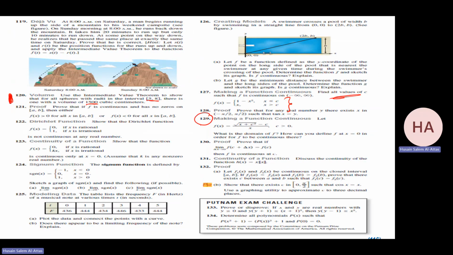129 is saying, this function is not continuous because it's not defined at 0. So he says, what's the domain of f? All real numbers except 0. Very clear. How can you define f at x equals 0, which is not in the domain, in order for f to be continuous there? Okay, let me explain it now. 129: f of x equals the square root of x plus c squared, minus c, over x. Very clear, it is not defined at 0.